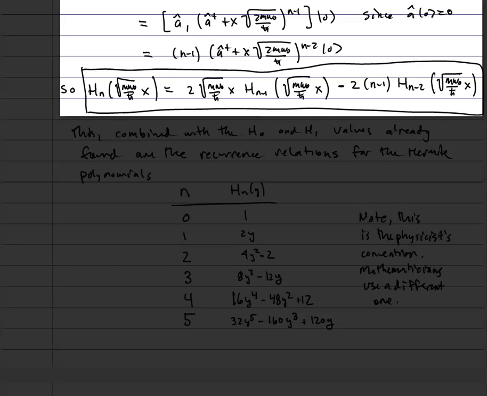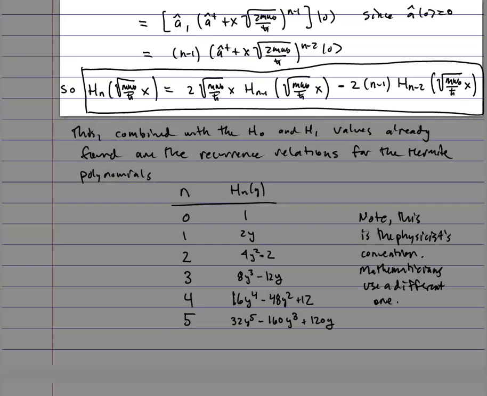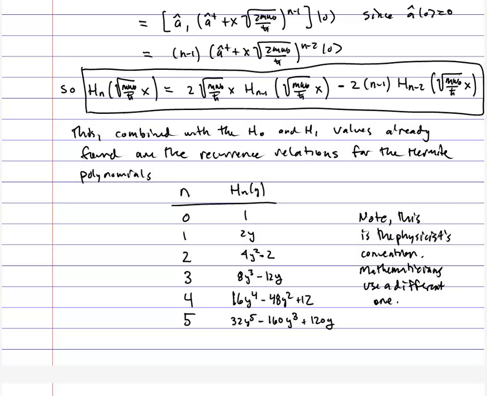You see I've gotten this recursion relation. hn is equal to 2 square root of m omega 0 over h bar x hn minus 1 minus 2 times n minus 1 hn minus 2. That turns out to be Hermite's recursion relation for the so-called Hermite polynomials, and h0 and h1 already agree with what Hermite called the 0th and first polynomial. And so we find that all of these functions hn of square root of m omega 0 over h bar x is just a Hermite polynomial.